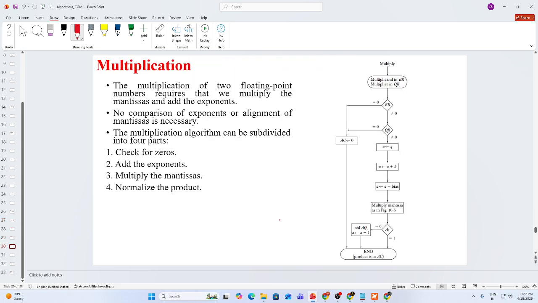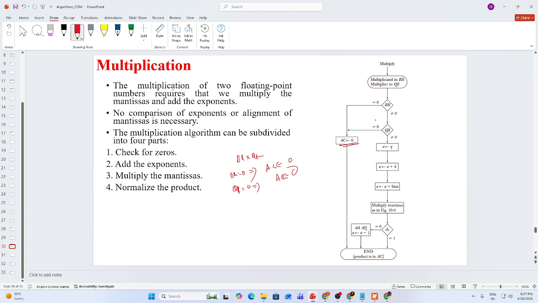So the first step is check for zeros, right? So again, what is check for? You are trying to multiply these two numbers, BR into QR, right? If BR is 0, the result is 0, right? The result is available in the accumulator finally, so just put A as 0. Even if QR is 0, the result is 0. So make the result 0 in these two cases.